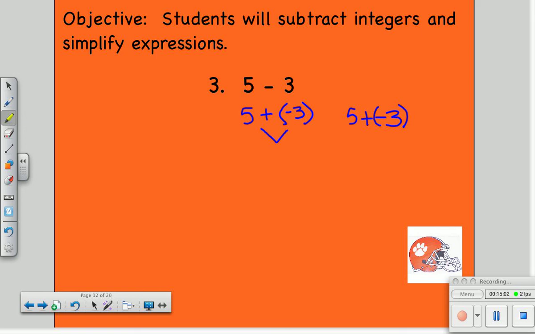5 plus negative 3. I have a positive and a negative, so I subtract. 5 minus 3 is 2. What do I have more of, positives or negatives? I have 5 positives, 3 negatives. I have more positives, so it's positive 2.